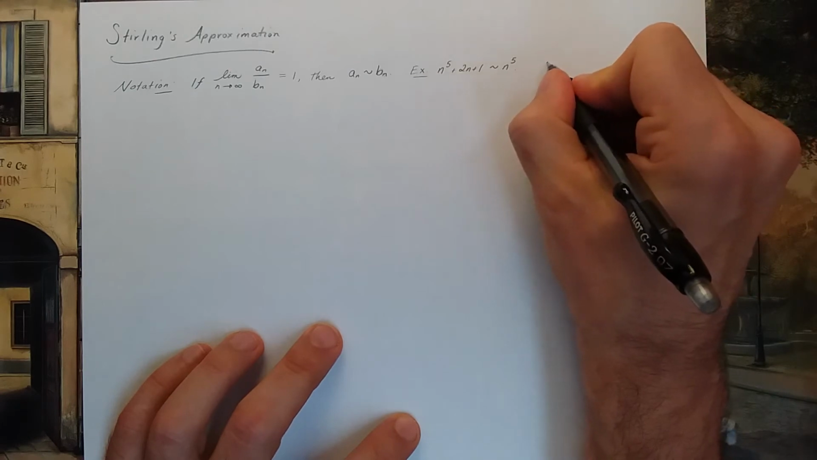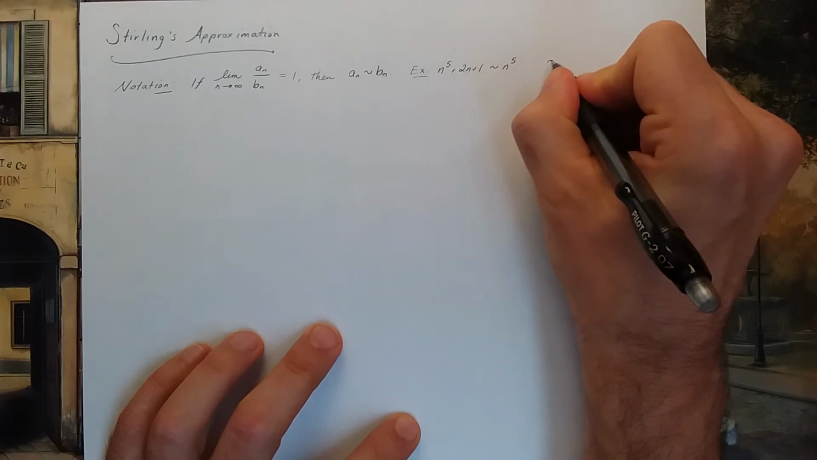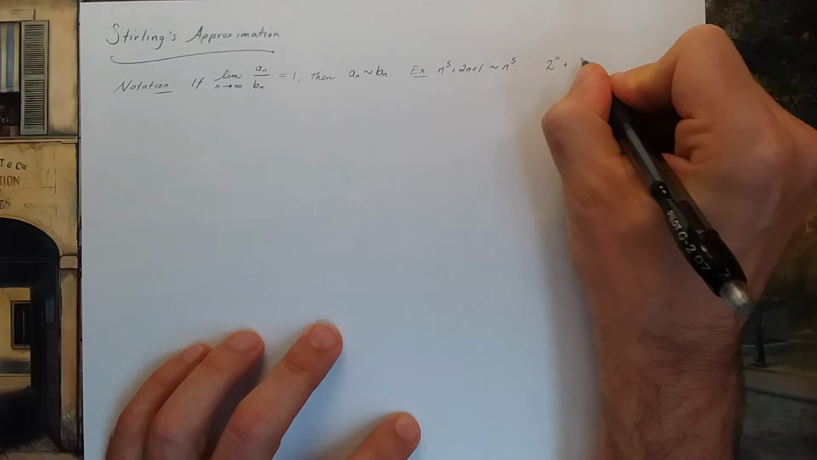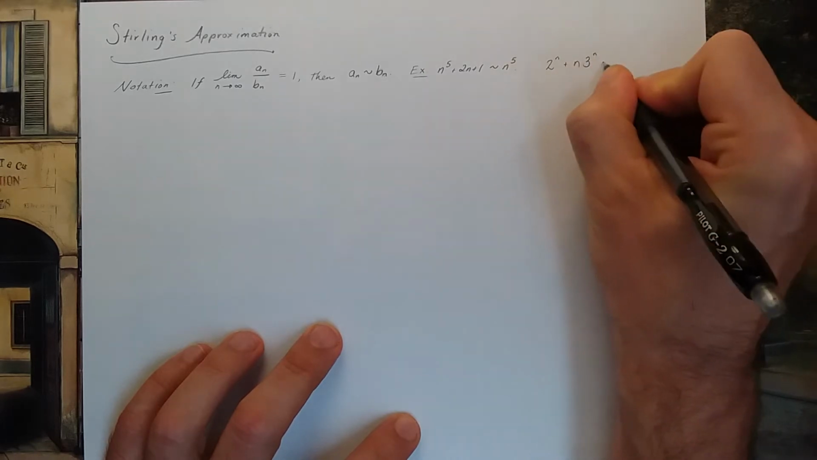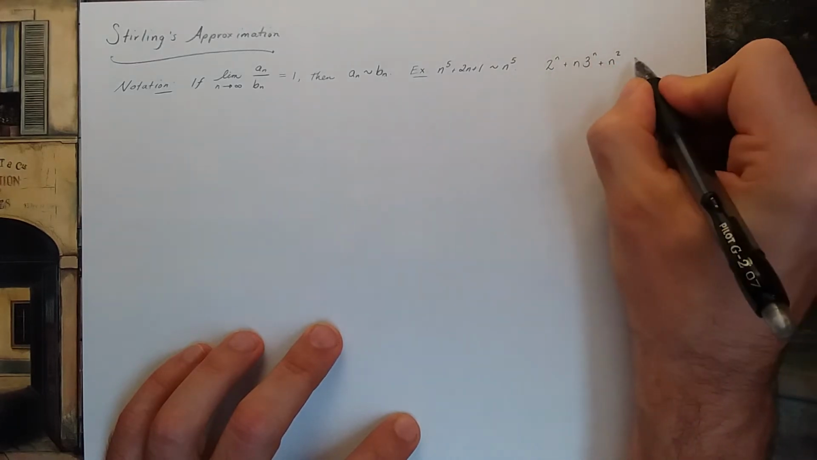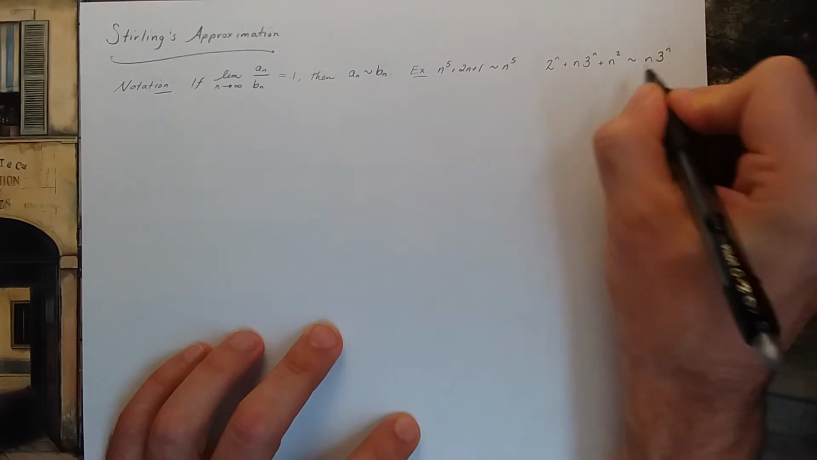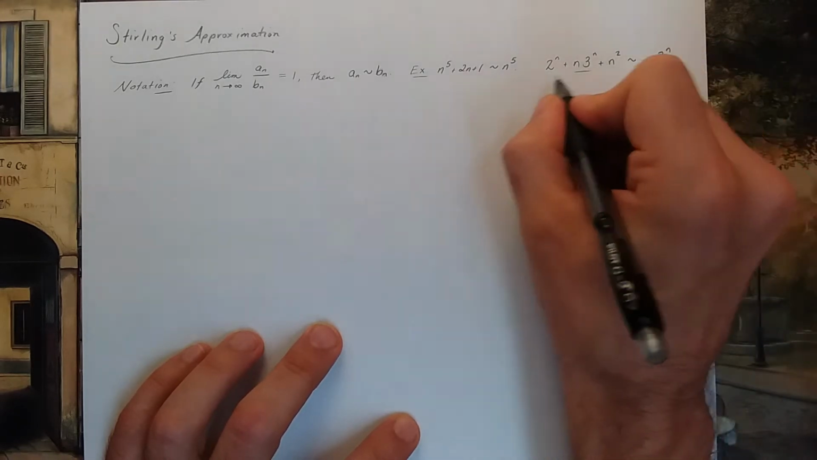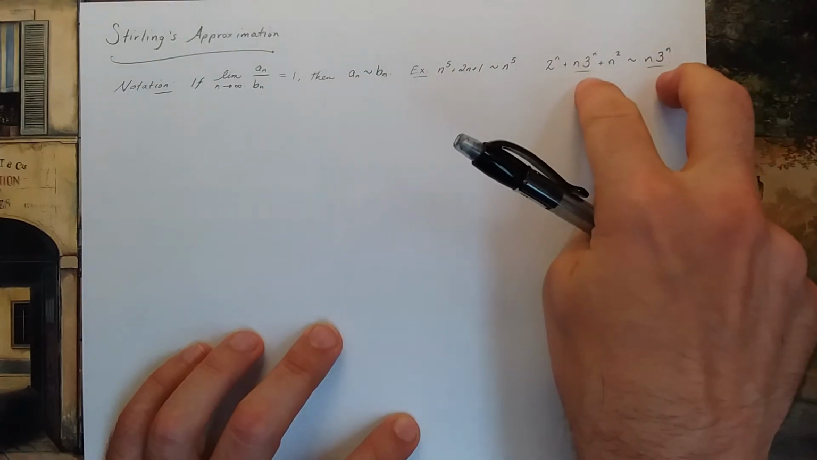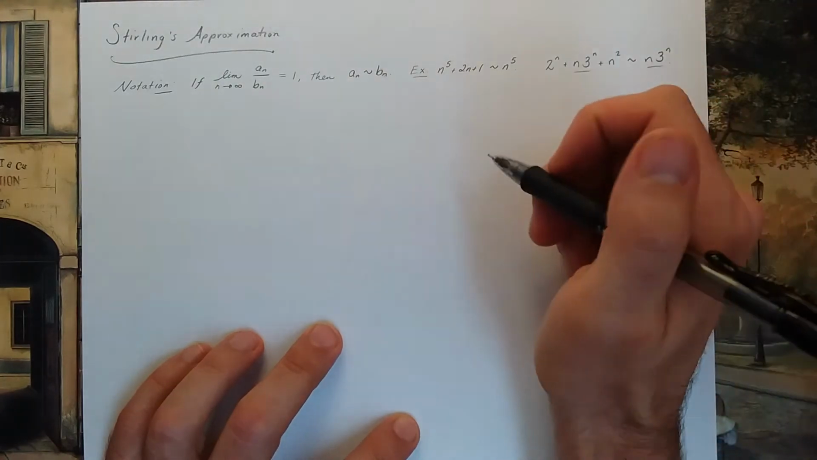Similarly, I could have 2 to the n plus n times 3 to the n plus n squared. That's asymptotic to n times 3 to the n. This is the term that dominates the behavior for large values of n in both of these sequences.